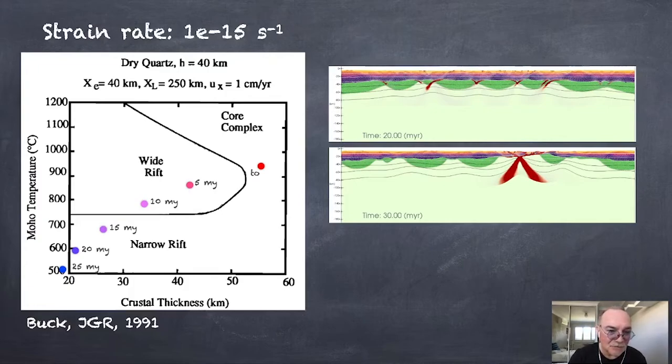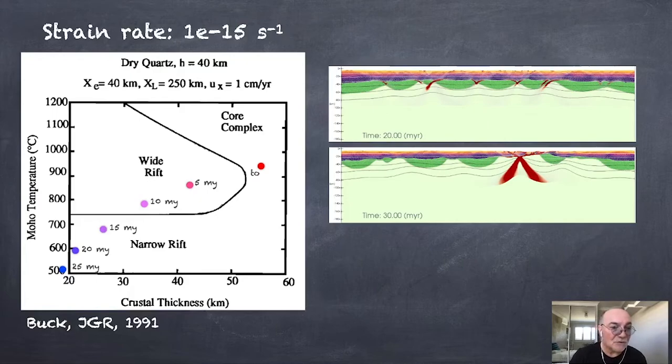So I have plotted here a number of situations. At T0, this is where we were. We started with a crust of 55 kilometers, temperature 920. And then through time, the thickness and the temperature at the Moho decrease. And of course, we move from core complex to wide rift and to narrow rift.